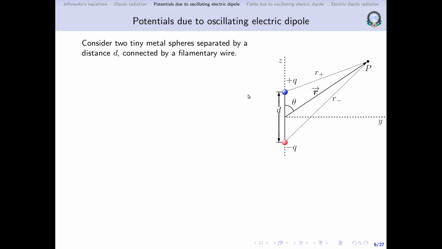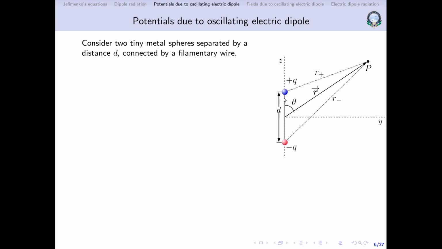Now what's a filamentary wire? A filamentary wire is an ideal wire which has negligible resistance, and whose area of cross section is also negligible. You could think of a strand in a spider web. If you take a strand of that spider web and imagine that strand to be conducting, that is how a filamentary wire is going to look.